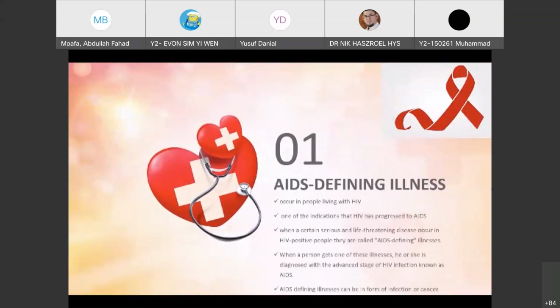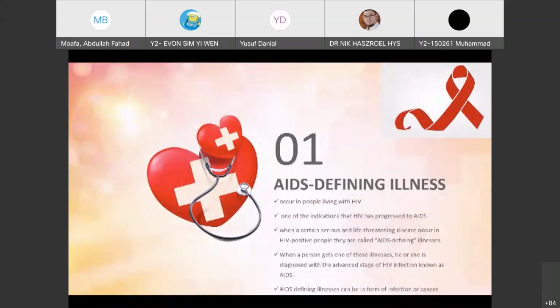What is an AIDS-defining illness actually? AIDS-defining illnesses are diseases that occur in people living with HIV. They are one of the indications that HIV has progressed to AIDS, which is the most severe form of the disease. In other words, when certain serious and life-threatening diseases occur in HIV-positive people, they are called AIDS-defining illnesses. And when a person gets one of these illnesses, he or she is diagnosed with the advanced stage of HIV infection known as AIDS.